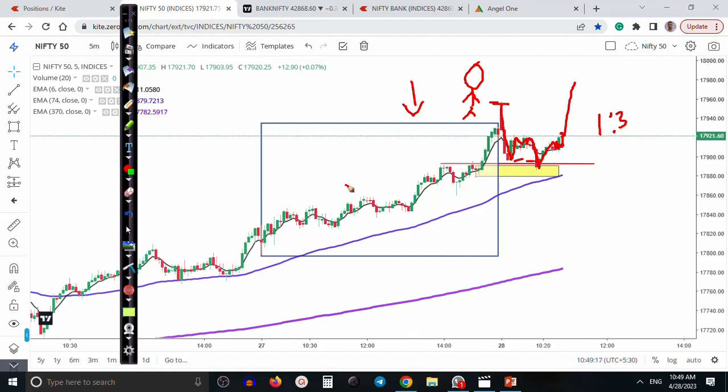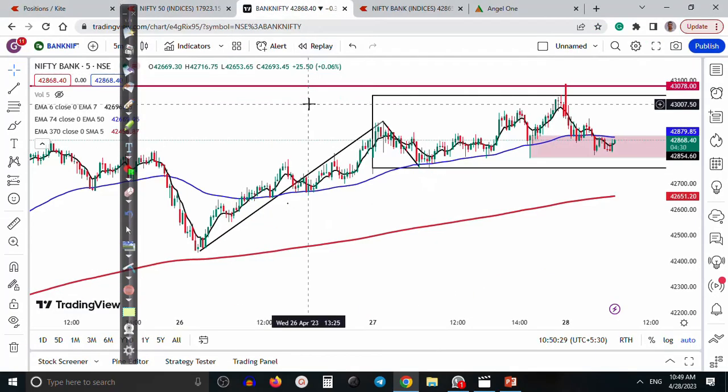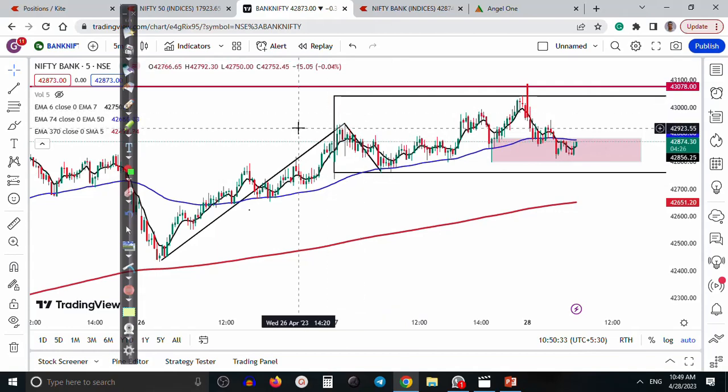This is the perfect setup they are forming. So once I get the opportunity, I already add some position, and next I'll add some more position. I place my SL somewhere there, and a very tight SL, okay, because this area is a very sensitive area, so that is why I'm using a tight SL.